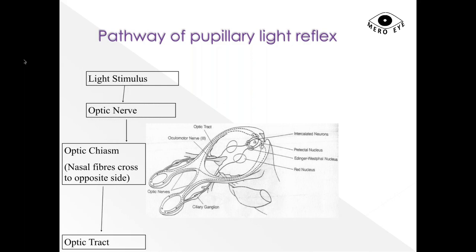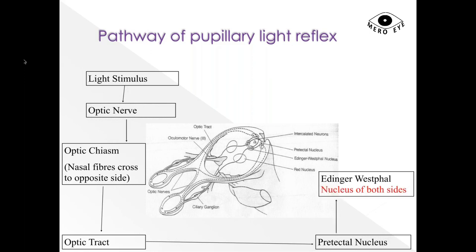The pupillary fibers then travel via the optic tract, and from the optic tract they travel to the pretectal nucleus. From the pretectal nucleus, the pupillary fibers travel to the Edinger-Westphal nucleus of both sides. That is, one decussation has occurred at the optic chiasma, where the nasal fibers decussate. From the pretectal nucleus there is a second decussation, because of which the pretectal nucleus of one side innervates the Edinger-Westphal nucleus of both sides.